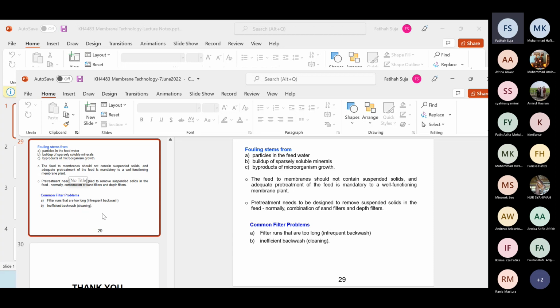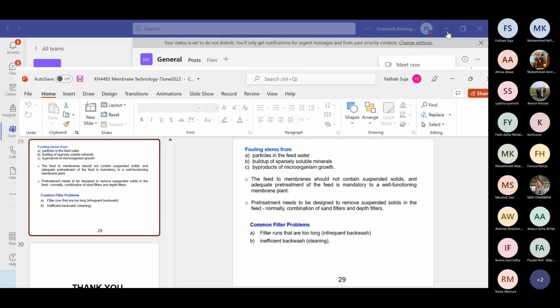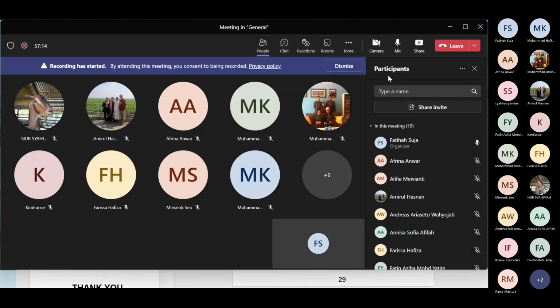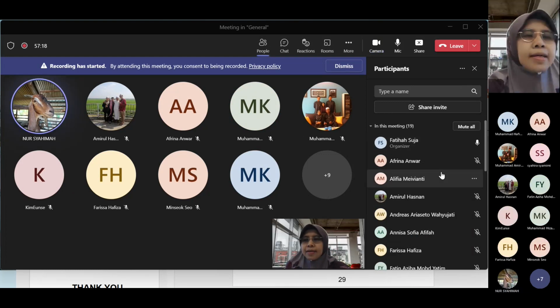Okay, I think that's all for the membrane topic that I want to introduce to you. I hope that by having some knowledge of this membrane, you will be able to choose a membrane if you need it for your water treatment plant design. Okay, any questions from you students? Any questions? Any questions, students? No. No, okay.